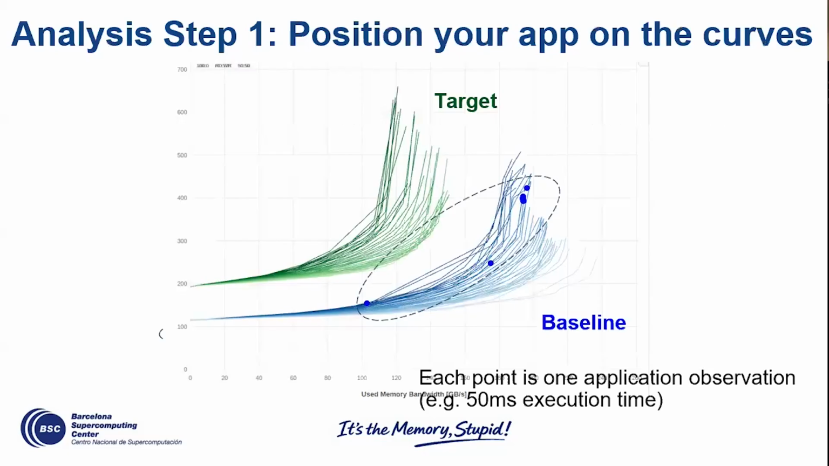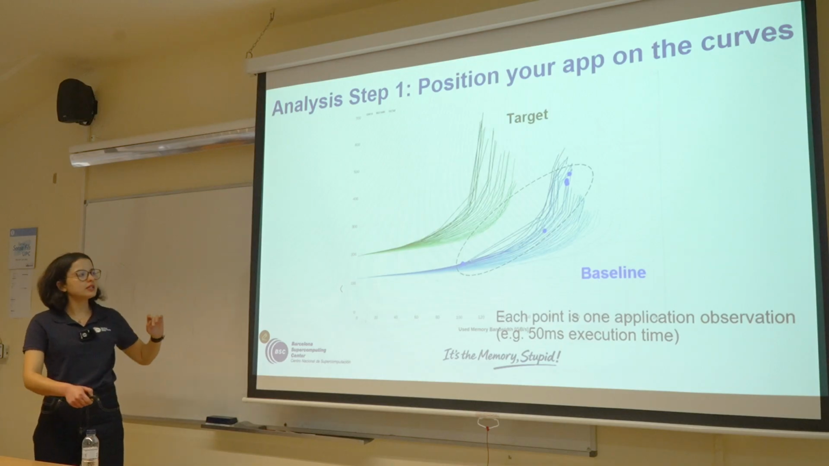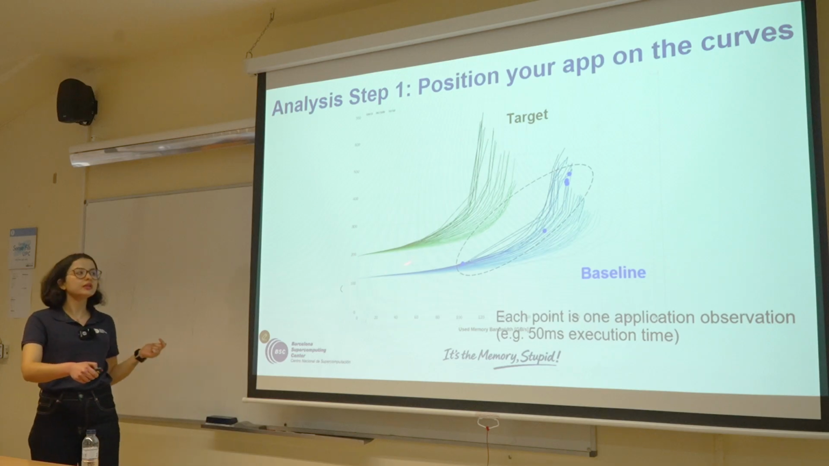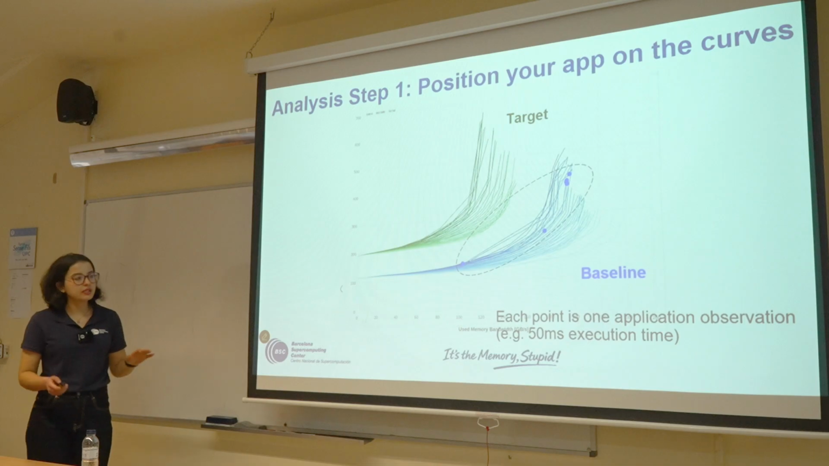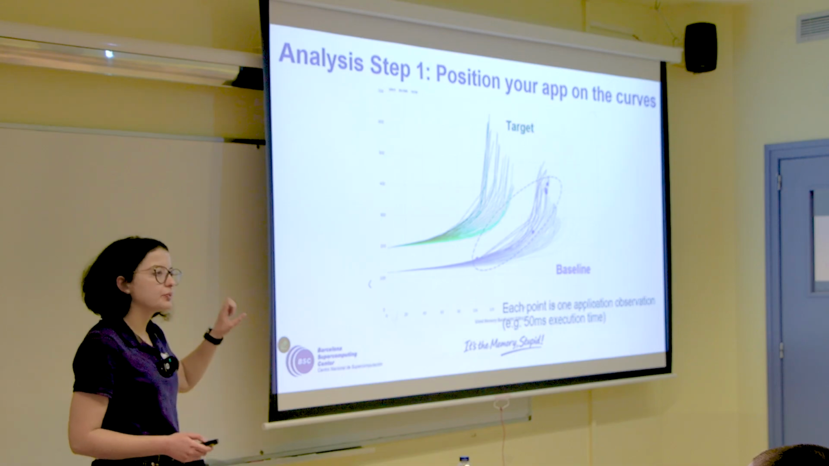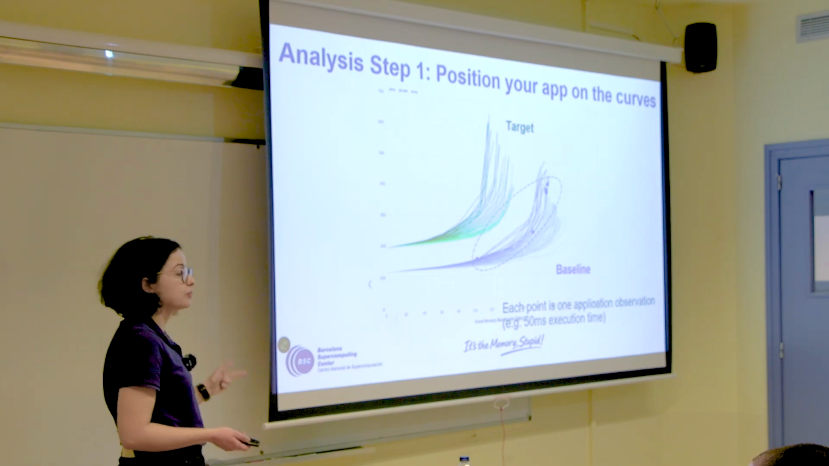And with all this, we can do the first step, which is I can position the application on the curves. Same way Puya and Victor were explaining, we can do this on the baseline system because it's where we are profiling our application. So this is the same example. Baseline curve in blue and target curve in green. And we can put all the dots, all the observations of my run, in this baseline curve. So this is everything you need to run PROFET. We have now the curves, the CPU parameters, and the application profiling.